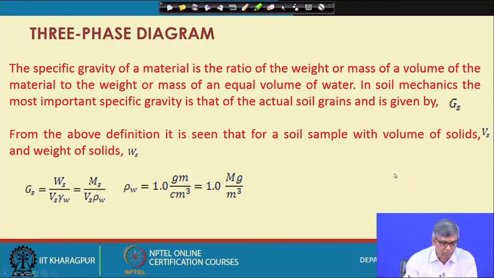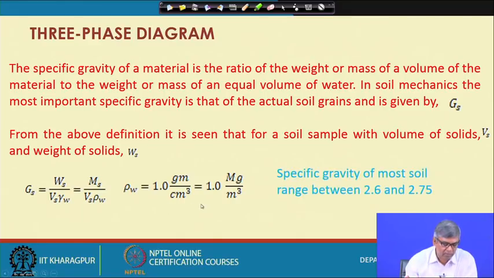And rho W is 1 gram per centimeter cube, or 1 megagram per meter cube, either way it can be. So, this is a known value: the water density, unit weight or mass density for water, is known. The specific gravity of most soils generally ranges between 2.6 and 2.75, and most of the time when solving any numerical problem, if specific gravity is not given, one can assume a value between 2.6 and 2.7, say 2.65 or 2.7.